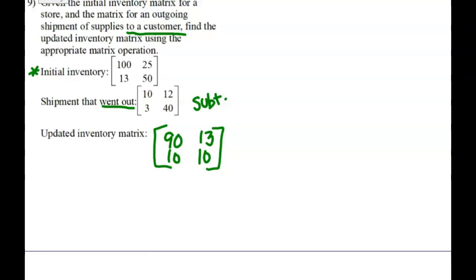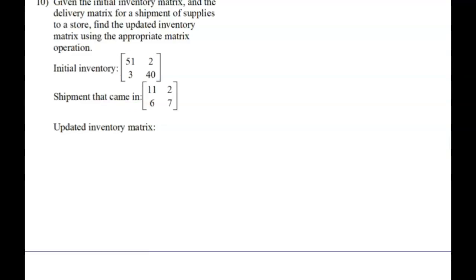I think because of the versions of the quiz, one might be add, one might be subtract. So I did put another one on here showing you that it's not always subtracting. It says this was an initial inventory at our store. And then a shipment of supplies came in to our store. It says came in here, so that means we're adding them.